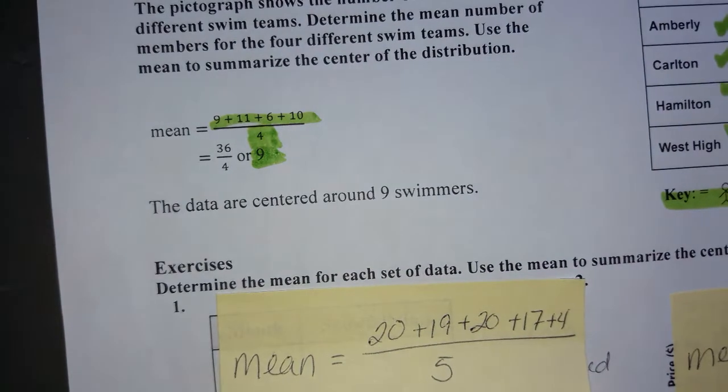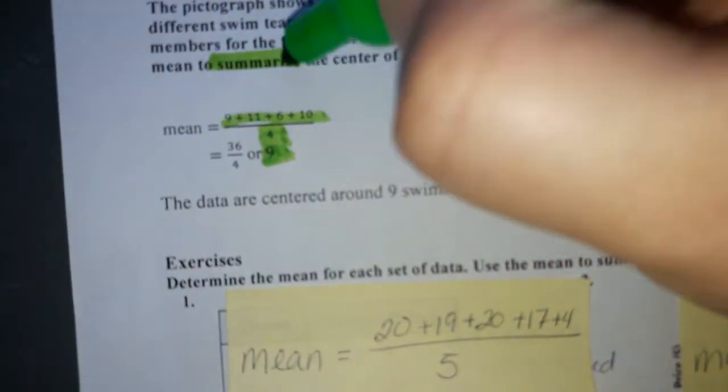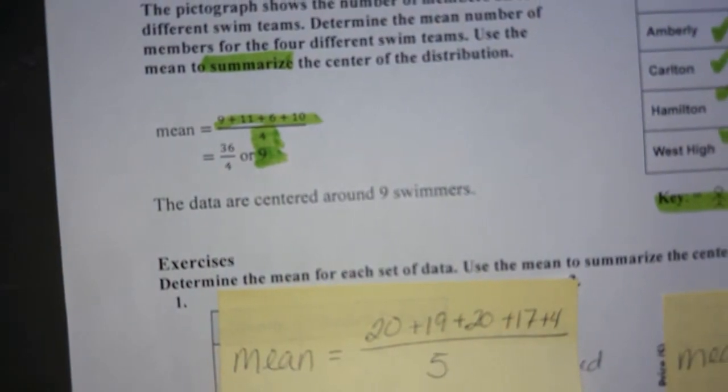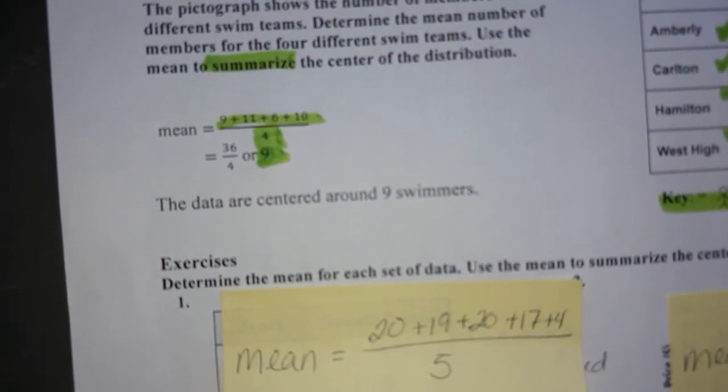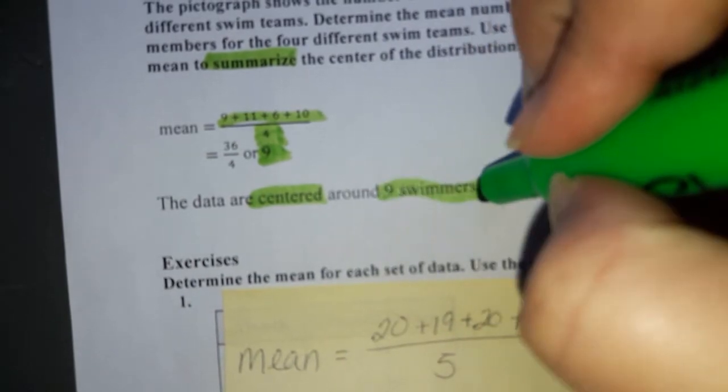And now you need to write a sentence with this as well, because what we're doing here is we are summarizing the center of the distribution. We're talking about where the data kind of groups up. What number does the data group up around? That's what I mean by centered. In this case, the data are centered around 9 swimmers.